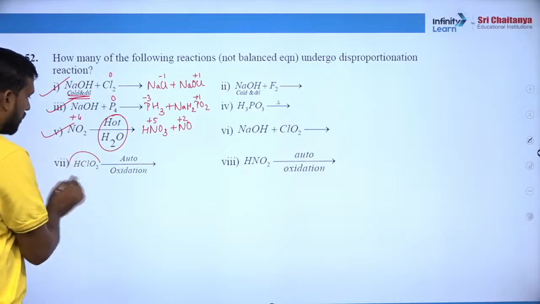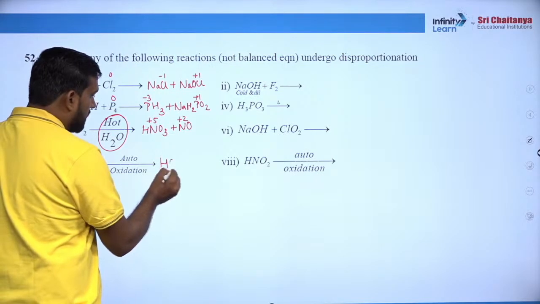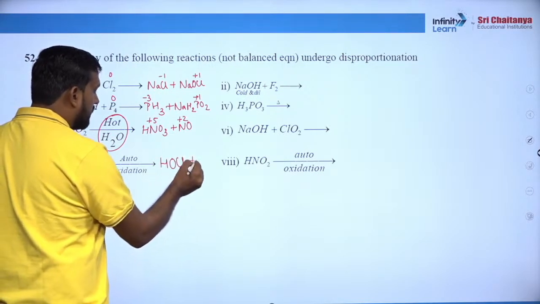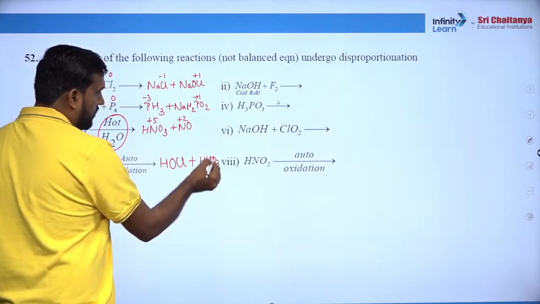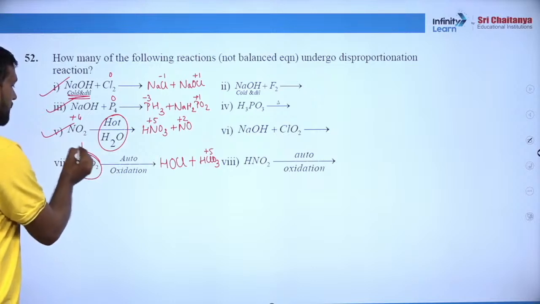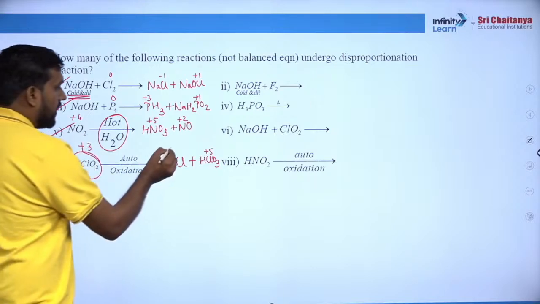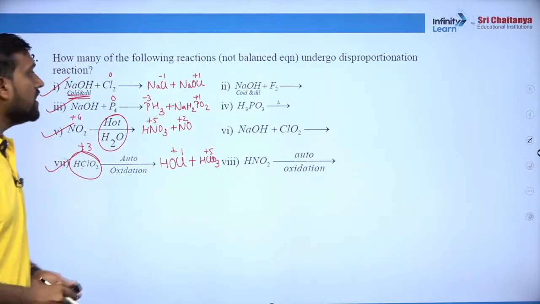Next is HClO2 auto oxidation, okay. So if the auto oxidation is taking place, it will form HOCl along with HClO3, okay. So this is also undergoing disproportionation because here the chlorine is present in +3 oxidation state and going into +1 as well as +5, okay. So this is also the disproportionation reaction.